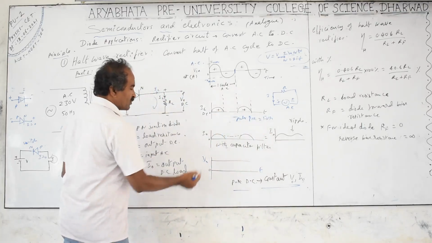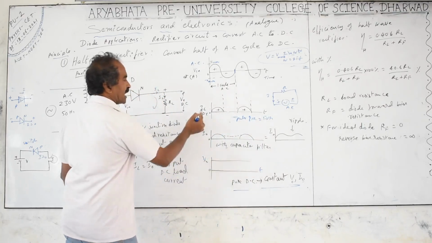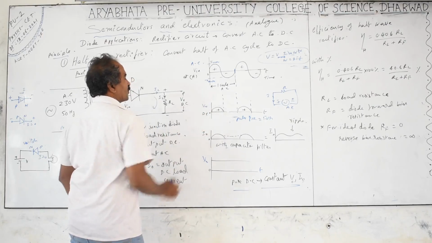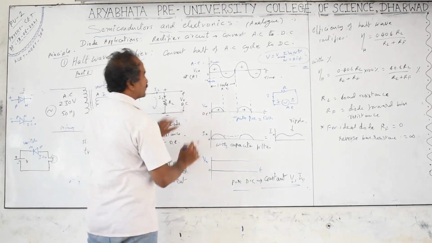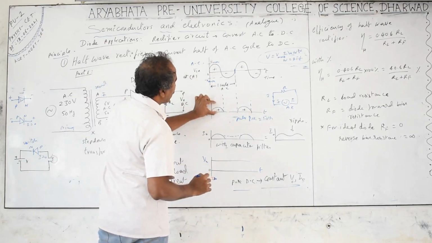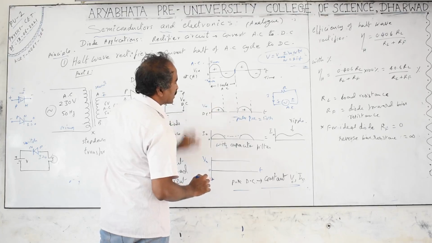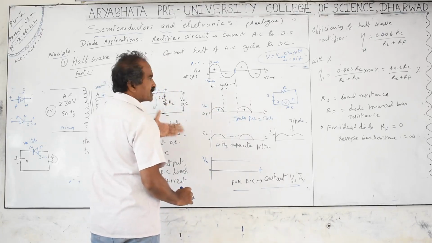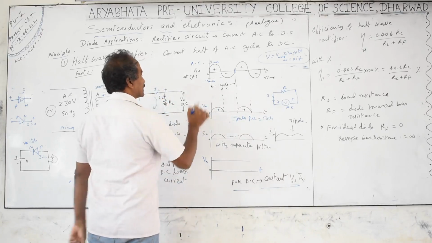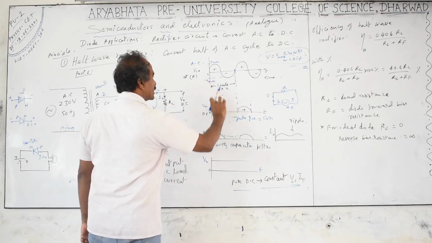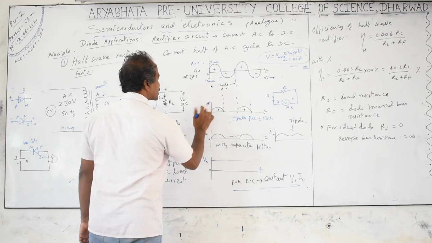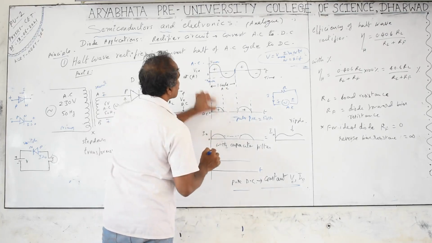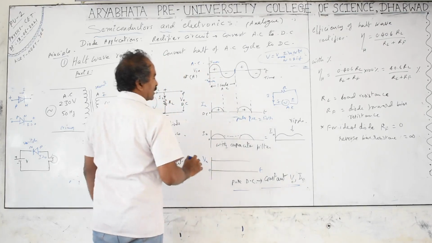For pure DC, voltage and current should be constant. Here I am taking IL, the load current, but it is not necessary. We can take the output voltage also. If you take output voltage, this amplitude should be the same. If I take the current, the amplitude is less, because I equals V by RL. Since the load resistance is more than 1 ohm, the current magnitude will be less than the voltage magnitude. If I take this as output, then this amplitude I naught is less than V naught.